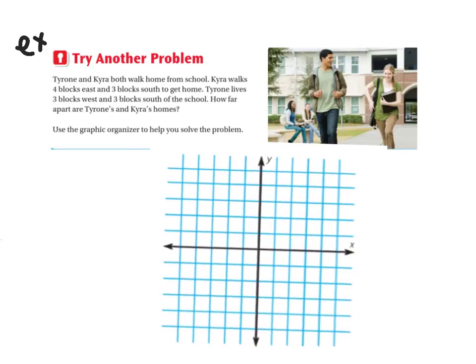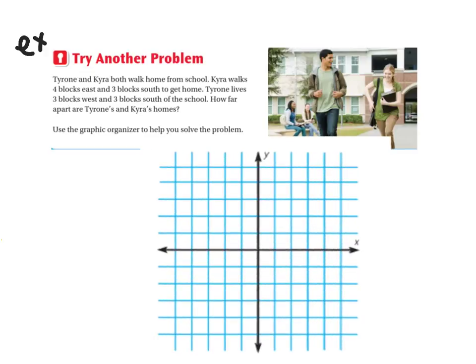Okay, so we're going to start the school at the origin. So here's where the school is, okay? And our goal is to find out how far apart Tyrone and Kyra's homes are. So let's do Kyra first. She walks 4 blocks east. Kyra's going to go 4 blocks east. 1, 2, 3, 4. And then she's going to go 3 blocks south. 1, 2, 3. So that's Kyra's house.